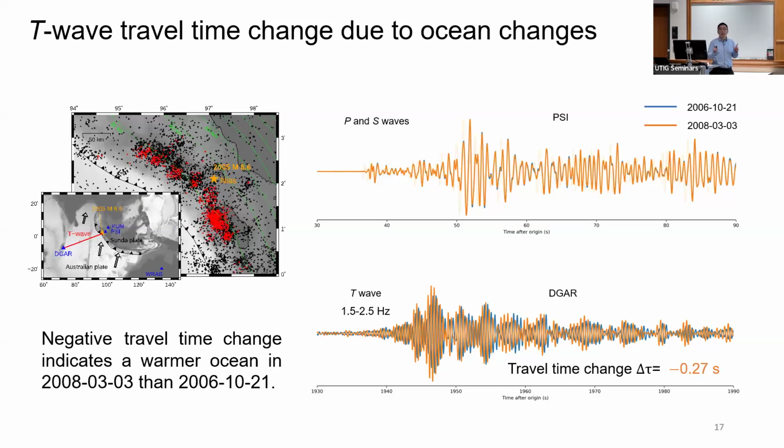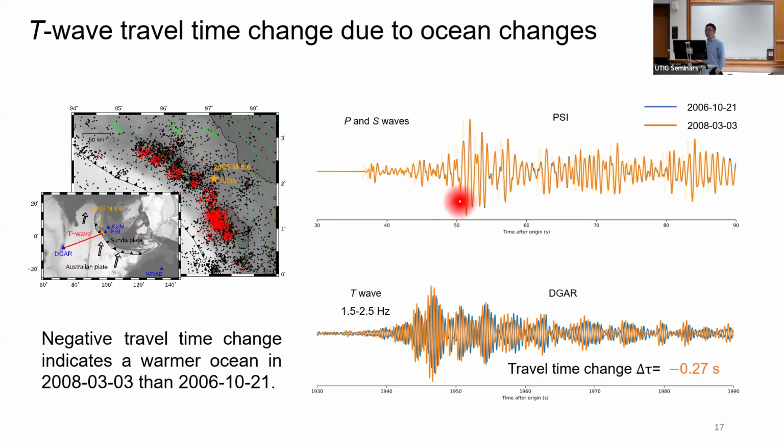And let's look at one example of repeating earthquake data. So this is one repeating earthquake pair. The first event happened in 2006, the second one in 2008. The left map here shows the repeating earthquakes. Each star is one repeating earthquake, and I believe this pair is one event located somewhere here. And this zoomed-out map is our source region, the Sumatra subduction zone, where we have the big 2005 magnitude 8.6 earthquake. And the T wave we are looking at is this one, the DGAR seismometer.